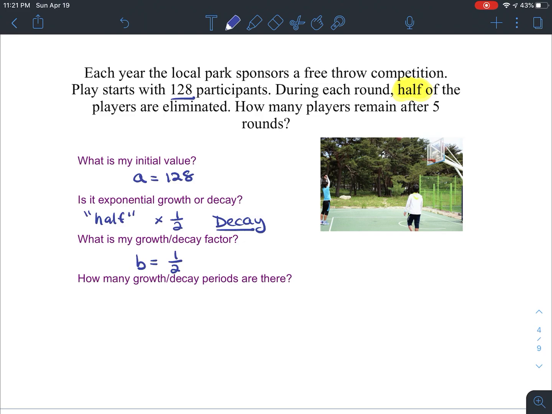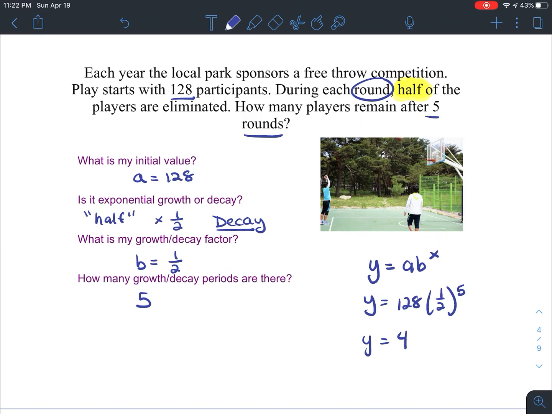Okay, so how many growth or decay periods are there? Well, when does this half happen? At the end of each round. So there are 5 growth or decay periods. So how do we write this as a function? Y equals A, B to the X. Y is our final amount, A is our initial value, B is our growth factor, and X is the growth or decay periods. So we type that into our calculator, and we get that there are 4 players after 5 rounds. Okay, so that's how you would do this using math.